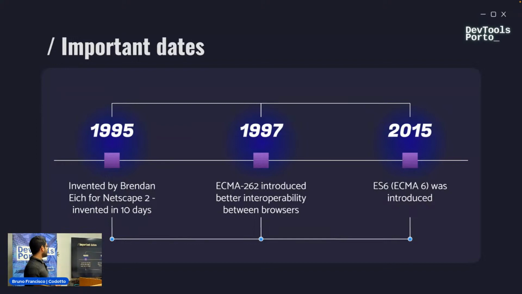And in 1997, ECMA 262 was introduced. That is basically a specification that all browsers should implement so that JavaScript works the same in all browsers. And in 2015, the most important one, ECMA 6, was introduced, and mostly the functions that we see today, such as sort and a bunch of other ones, were introduced in ECMA 6.